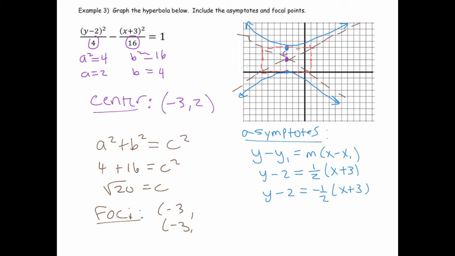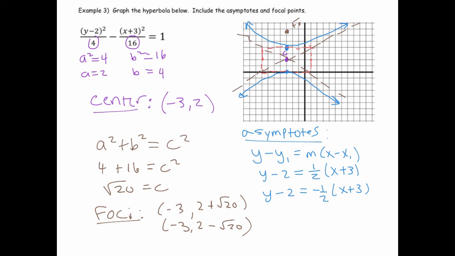So I'm just going to start at the center. I'm going to move up a distance of root 20, and I'm going to move down a distance of root 20 from that point. Now root 20 is in between 4 and 5, so it's like negative 3, comma, some number in between 6 and 7. Let's just plot negative 3, 6.5, somewhere there. Call that focus 1, I guess.